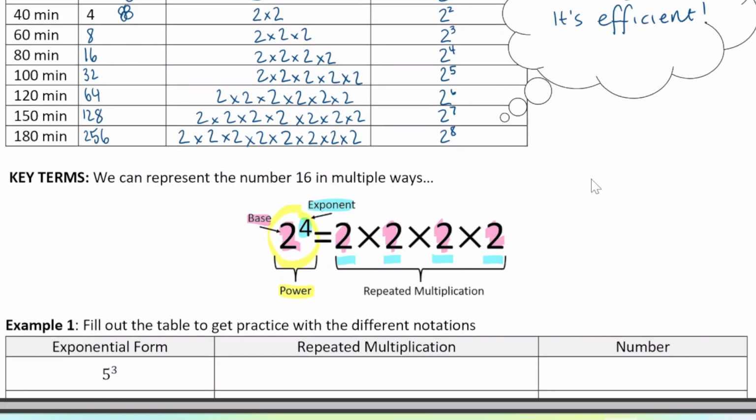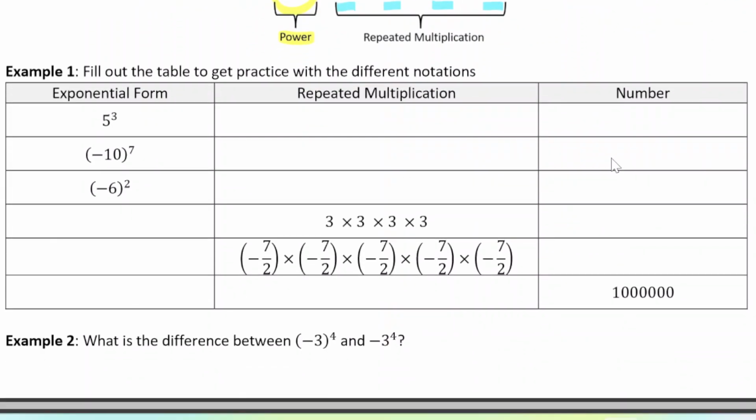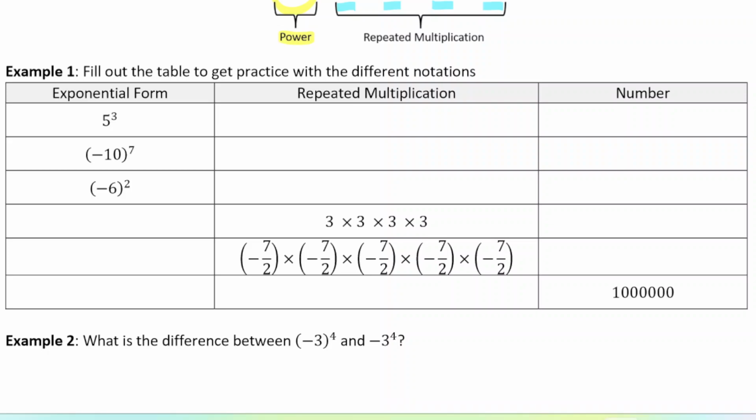Okay, let's practice writing out some powers in different formats. So here we have some exponential forms. You could pause the video here and try these on your own if you want, or you can do them along with me. 5 to the power of 3. So as repeated multiplication, what that means is we're going to multiply by 5, that's the base, 3 times. That's the exponent. So it's going to be 5 times 5 times 5. 5 times 5 is 25. Multiplied by another 5 would be 125.